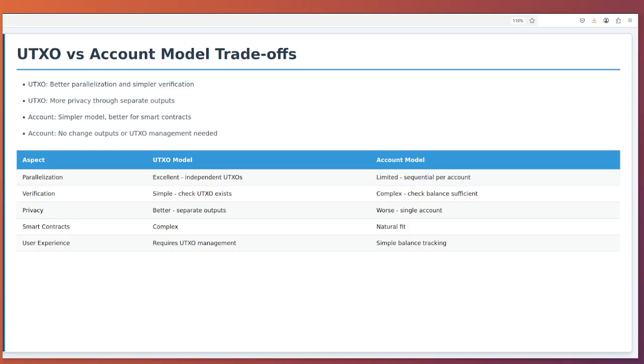However, the account model has advantages too. Smart contracts are more natural. Contracts have state that updates, which fits the account model. That is why Ethereum chose it. The account model also avoids the change output complexity and UTXO management burden. For simple payments, accounts are cleaner.